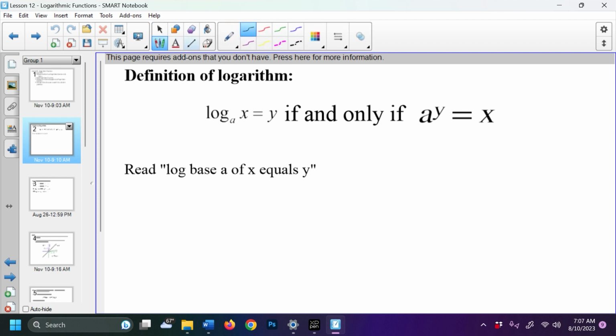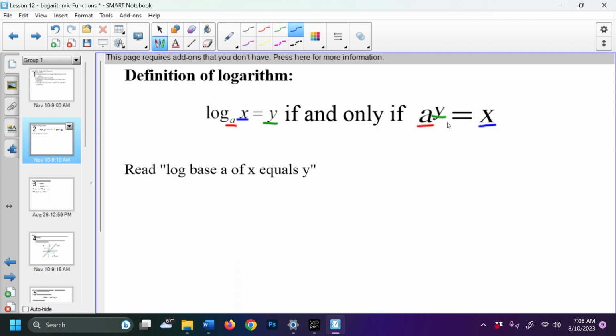And what I mean by that is that the base of the logarithm, that a there, becomes the base of the exponential, that a there. The value of the exponent, this y right here, becomes what the logarithm is equal to. And this value x that we are taking the logarithm of becomes what the exponential, after you've calculated it, is equal to. It is literally that simple. It is just moving the variables.